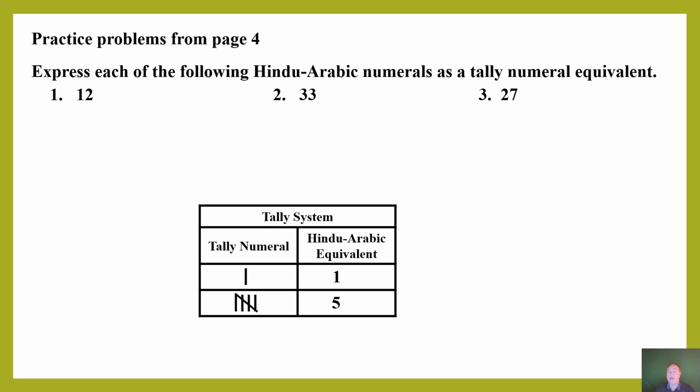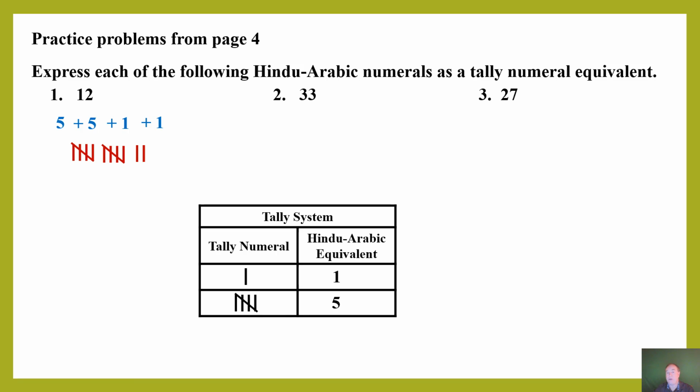Now, let's go the other way. Express each of the following Hindu Arabic numerals as a tally numeral equivalent. So in this case, I start with 12. What do I want to do? Well, I have 5, 10, 5 plus 1 plus 1. This is using the idea of addition.